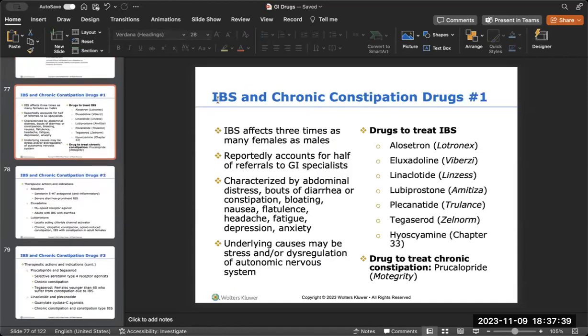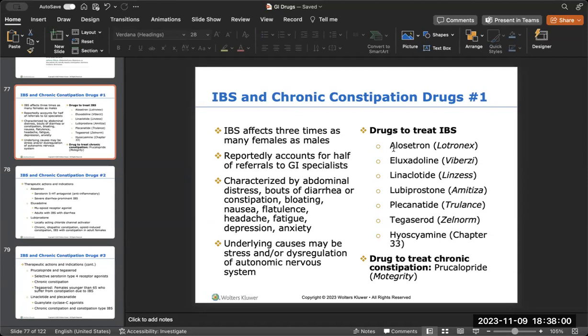Now we have irritable bowel syndrome and chronic constipation drugs. A lot of those drugs that we talked about before were used for acute or chronic, but these are going to be specifically to treat either chronic constipation or IBS, irritable bowel syndrome, which is like an inflammation of the bowels, which causes bouts of diarrhea, constipation, bloating, nausea, and things like that.